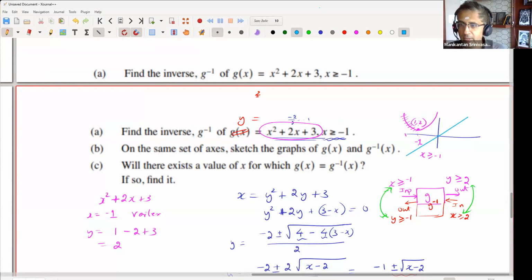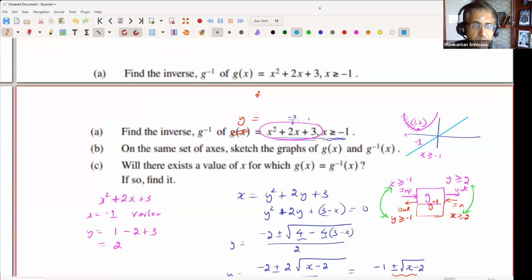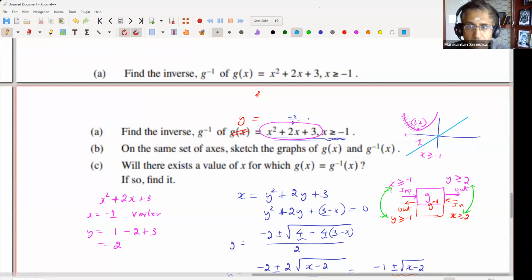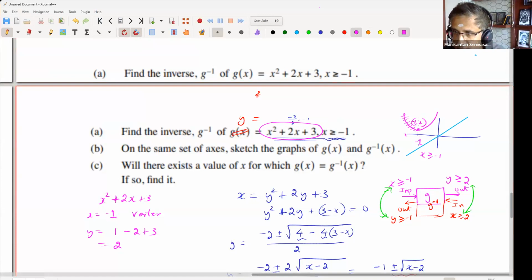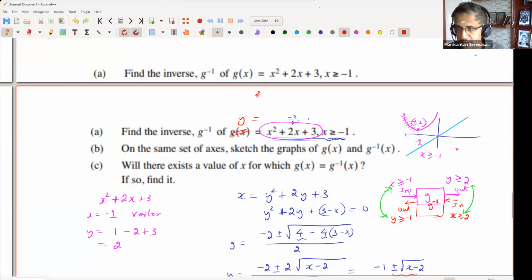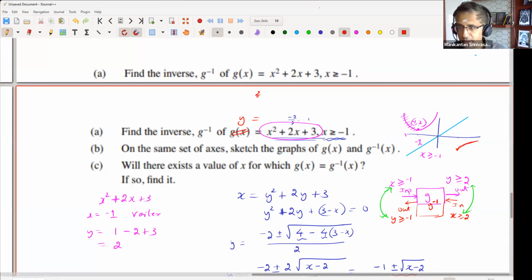Okay, and then you can label the points accordingly. So this is (-1, 2). Therefore, the corresponding point would be (2, -1). So (2, -1) would be a point that corresponds to this. That's reflecting about Y equal to X. And this is going like this, so this will go like this, essentially. Something like this. You can see that this is the reflection.